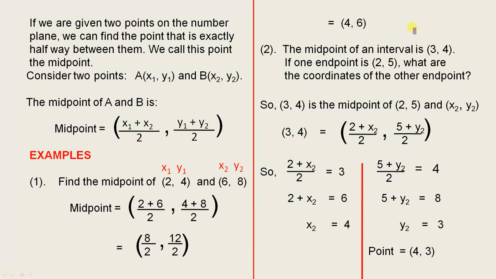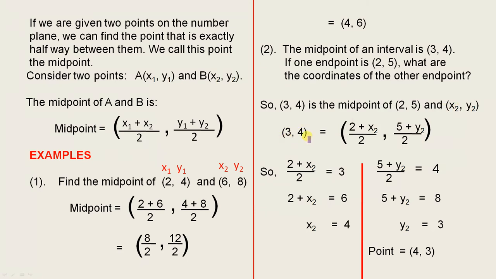Number 2. This one's slightly different, a different type of question. The midpoint of an interval is (3, 4). If one endpoint is (2, 5), what are the coordinates of the other endpoint? So (3, 4) is the midpoint of (2, 5) and (x2, y2). We're already given one endpoint and we have to find the other one. So we just use the formula.